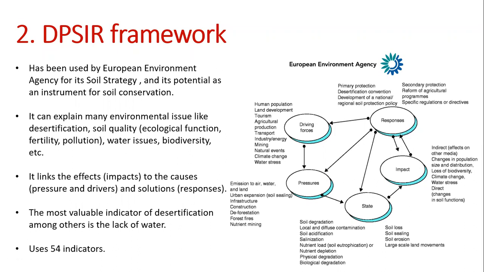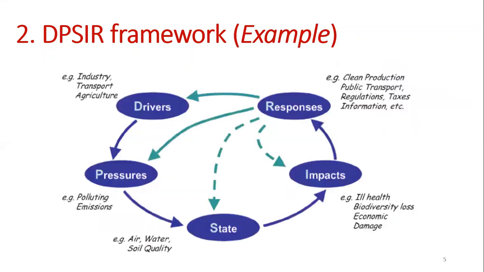Now let me give you an example so this framework becomes clearer for you. Let's look at the drivers. The drivers, as we said, are basically our needs. For example, the need for industrialization to provide goods for us, transportation, and agriculture. Now what is the pressure? The pressure describes our activities and the impact of these activities. So it can be, for example, the emission of pollutants to the environment. Now, what happens to the state?